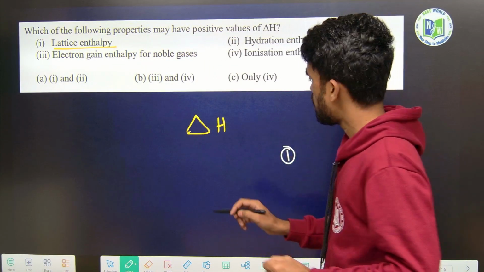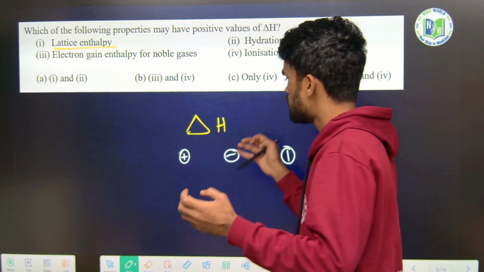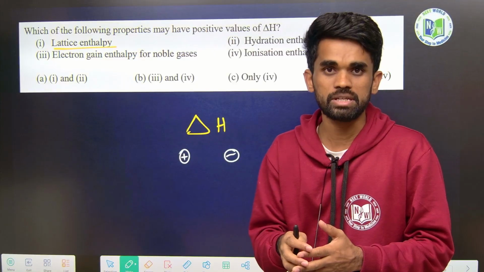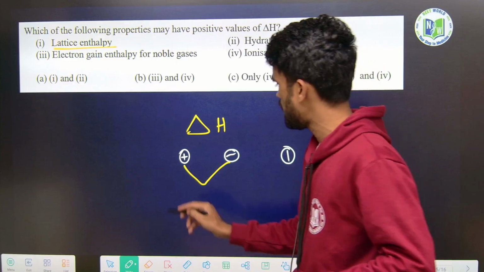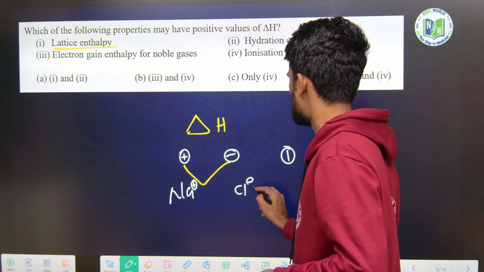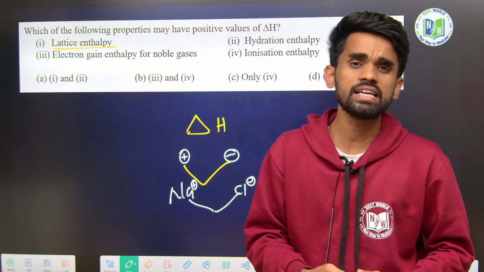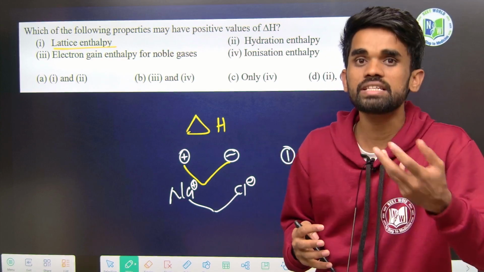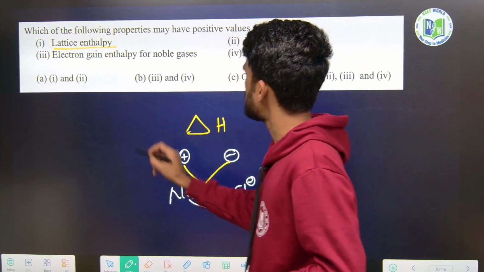compound is formed when a cation and an anion are brought together from an infinite distance to an equilibrium distance. Therefore it results in forming an ionic compound. For NaCl, the cation Na plus and anion Cl minus, when they are brought together, we get a NaCl crystal formation. During this crystal or lattice formation, energy is released. So I can say lattice energy is negative.